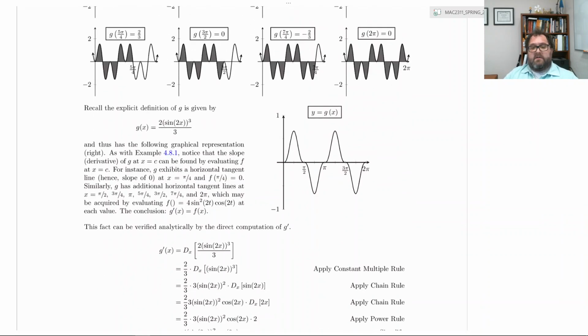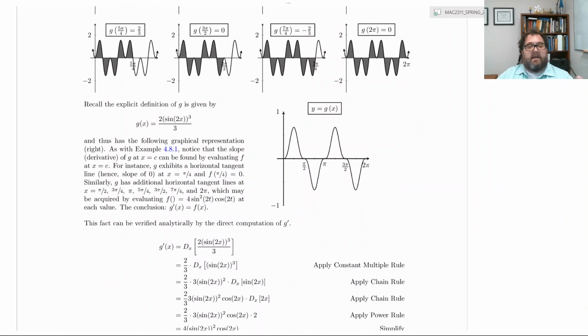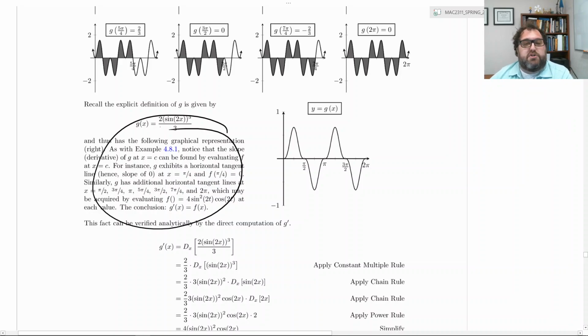Now, here's the observation that I wanted you to make, we talked about this in the last video. Here's the neat, interesting observation we need to make about accumulation functions. Notice that the slope of g at x equals c is f of c. So, I wrote this on the last video, that g prime of c equals f of c.